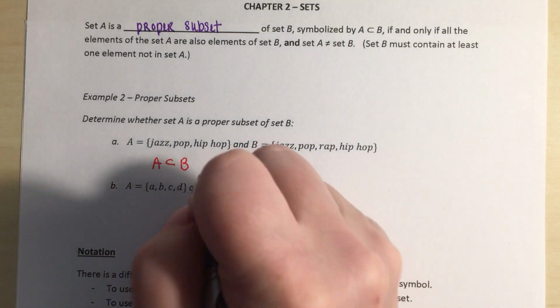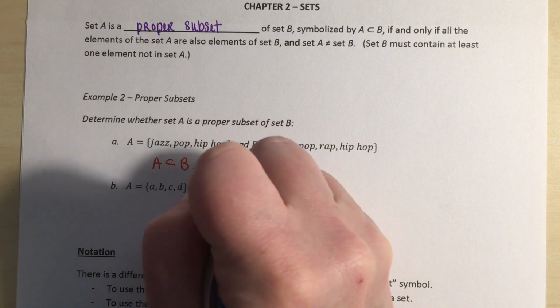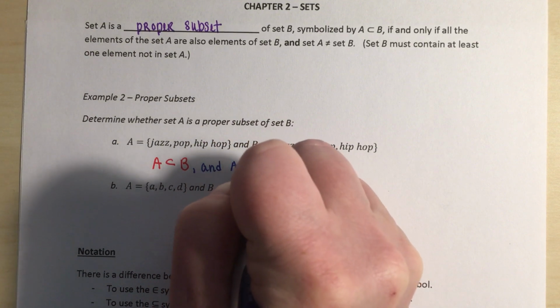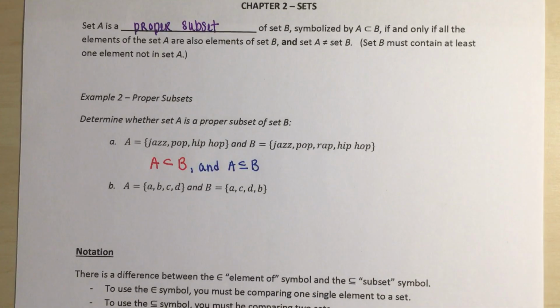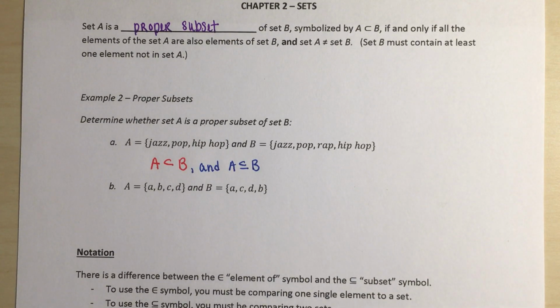We can also include that it is just a plain old subset of B. Right, so in this case, we can use both of these. Right, A is not only a subset of B, it is also a proper subset of B. So we can include both of these.